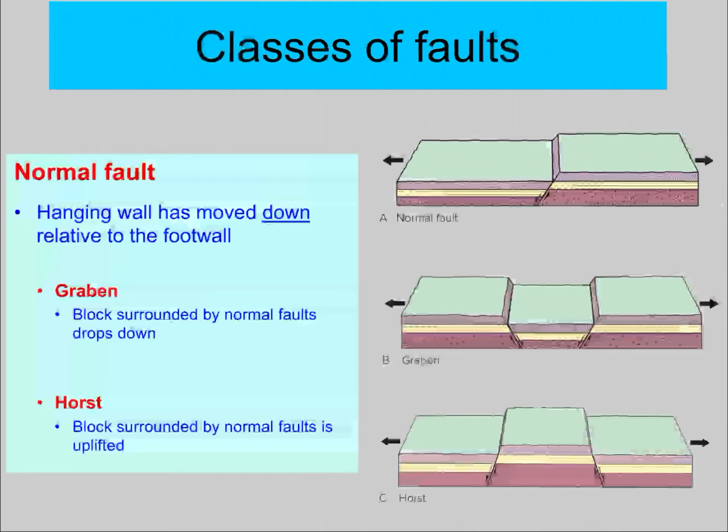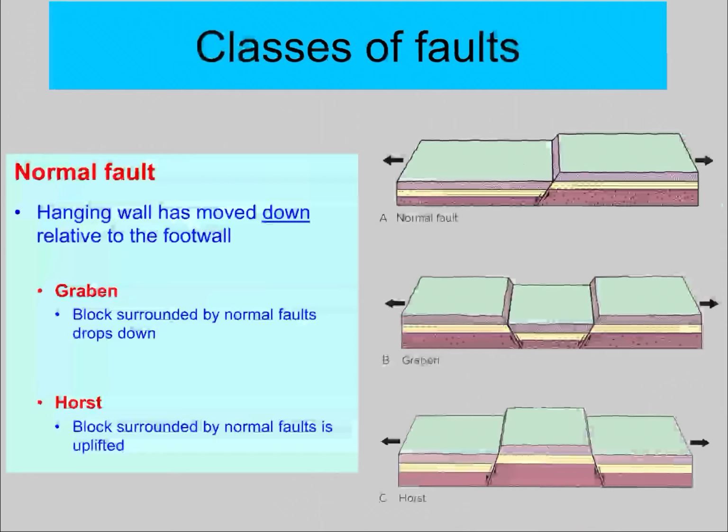Now a graben is going to be the same type of pulling apart action. You can see the arrows on either side of the image, but because there are two fault lines, two cracks in the rock, the middle section is going to fall out, kind of like a sinkhole. That's the graben, where the block in the middle drops down to a lower spot.